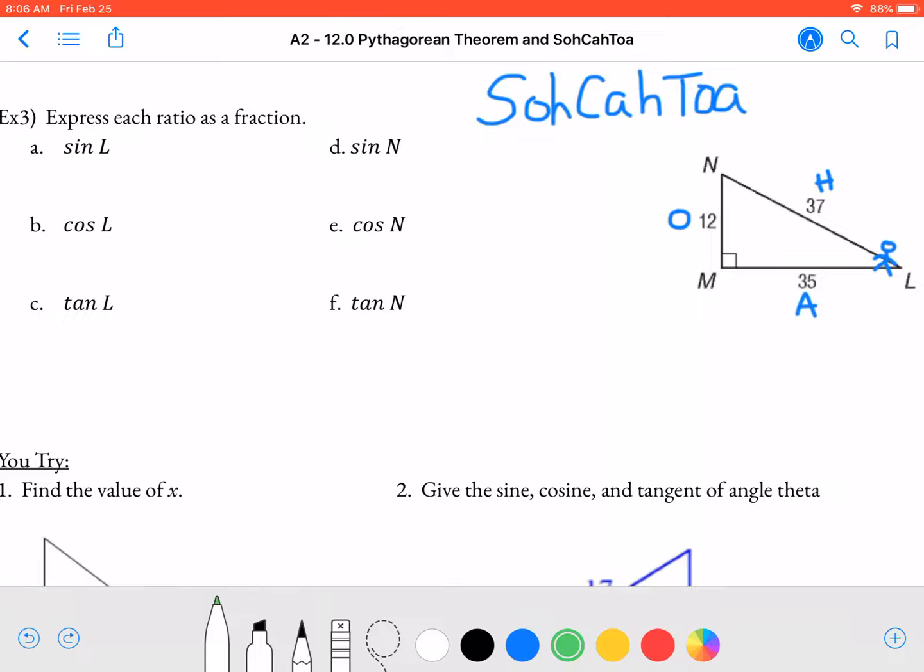So from this vantage point, the hypotenuse, identify that one first, that's going to be the 37. The one that is opposite of the little person is over here, that's the 12, which means the 35 is the adjacent. So now, SOH means sine is opposite over hypotenuse. So we have opposite was 12, and the hypotenuse is 37. Cosine then, the CAH, means cosine is adjacent over hypotenuse. So if I look on here, the adjacent was the 35, hypotenuse is the 37. And then tangent, TOA, means tangent is opposite over adjacent. So I would have 12 over 35.